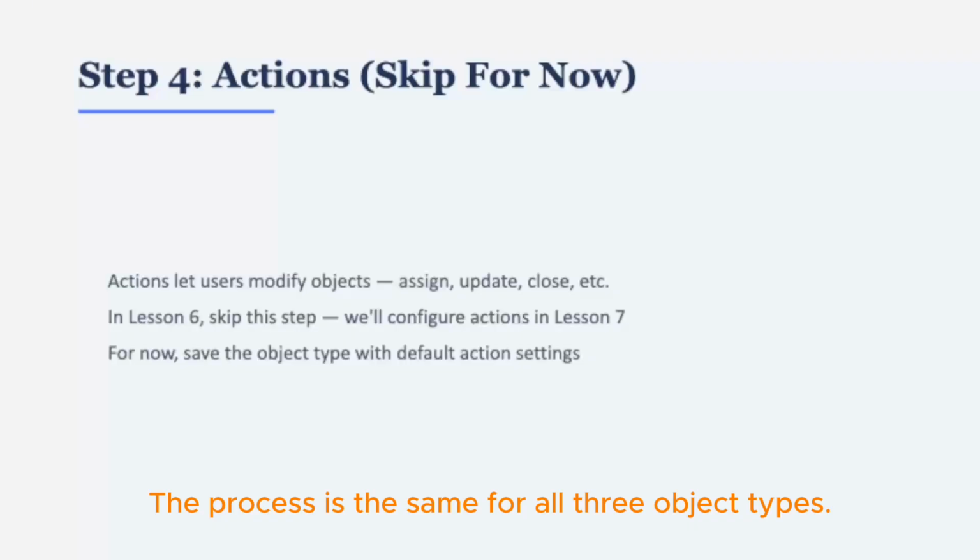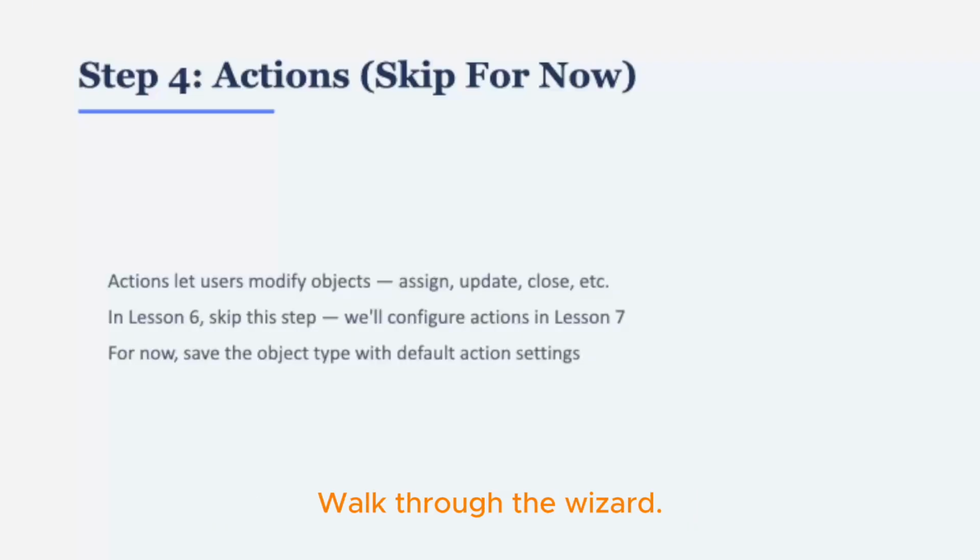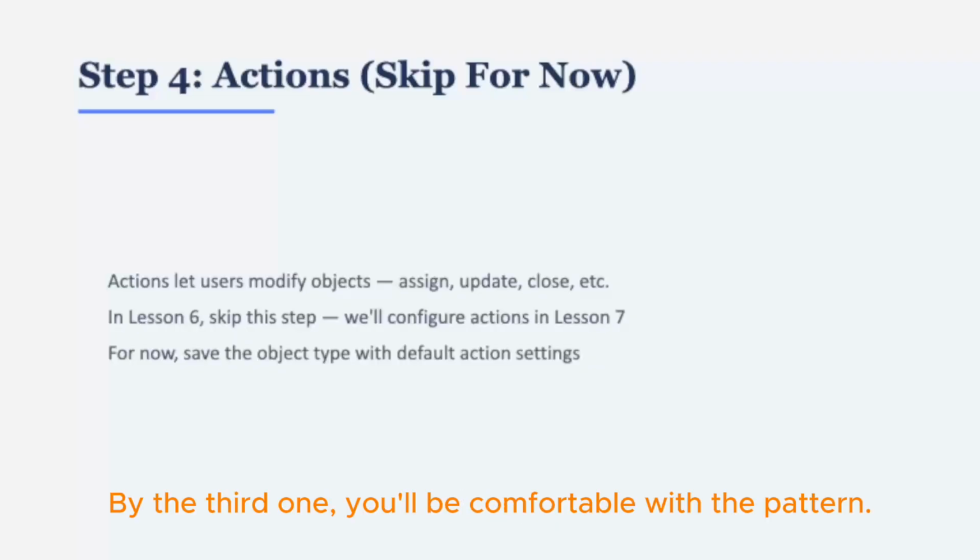The process is the same for all 3 object types. Walk through the wizard, verify the types, set primary key and title, save. By the 3rd one, you'll be comfortable with the pattern.